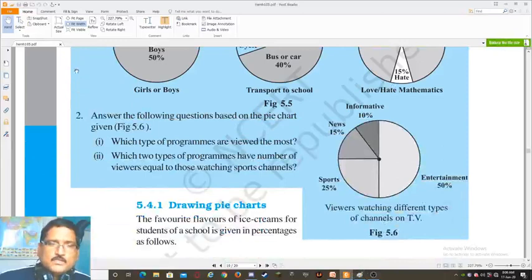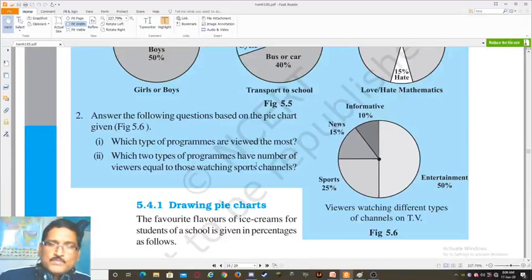Here also a pie chart is given. You have to answer the following question based on the pie chart given. Viewers of different TV channel types. Informative channels, 10% people are watching to get information. News channel is being used by 15% people. Sports channel 25% people, and entertainment 50%. So which type of program is viewed the most? Obviously entertainment. The number of people using it is the most.